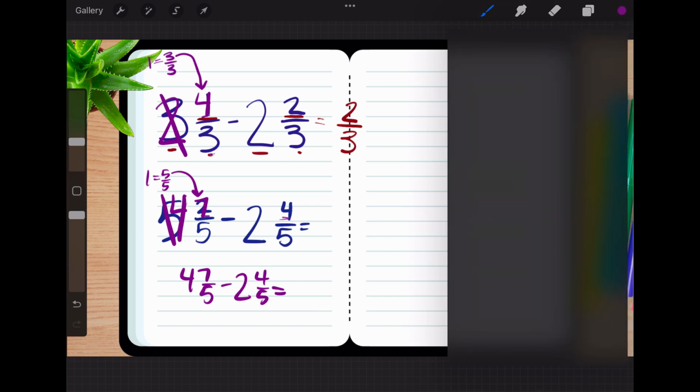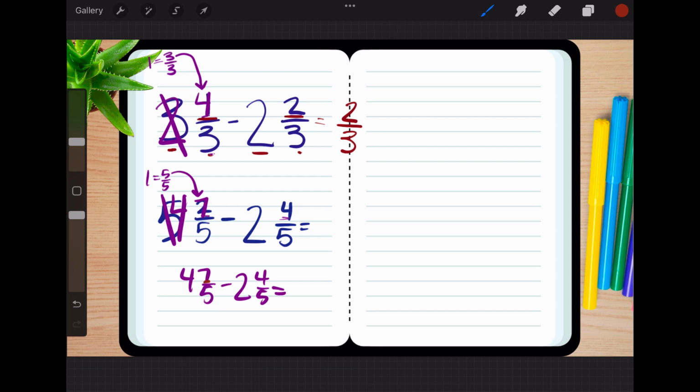Just rewriting so it's easier. Now I've got to do 7 minus 4. 7 minus 4 is 3. Keep the denominator the same, 5. 4 minus 2 is 2. My answer is 2 and 3/5. Okay. All right. Let's look at another example.